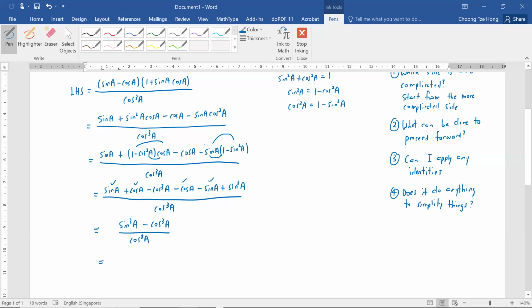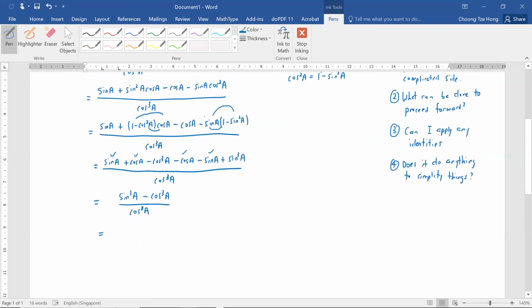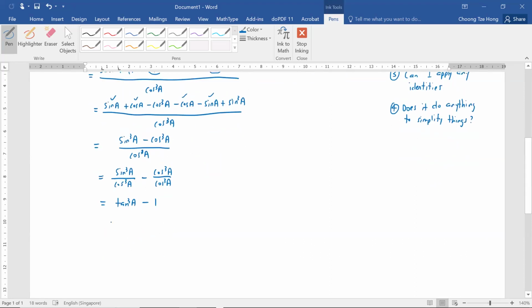Right, so that's very good. You can see over here in the final right hand side, there are two terms. So if we split up this fraction, we are going to get the two terms: sine cube A over cosine cube A minus cosine cube A over cosine cube A, and that will allow us to show the right hand side. So this will be the solution for the first part of the question.